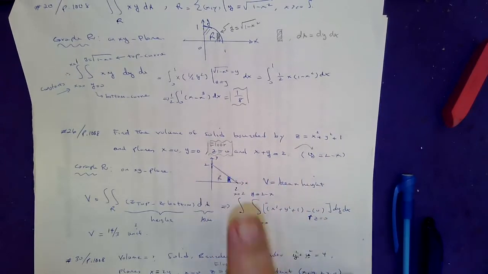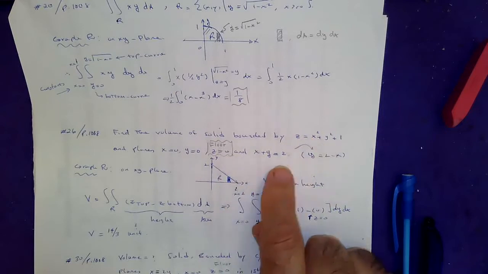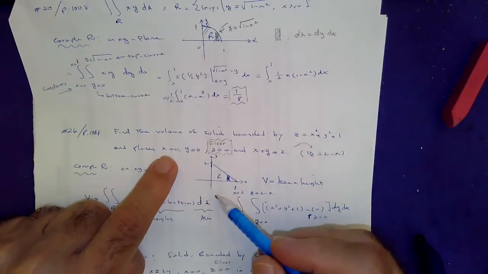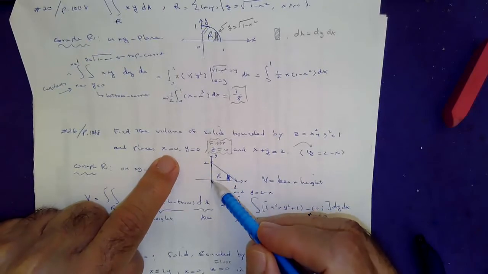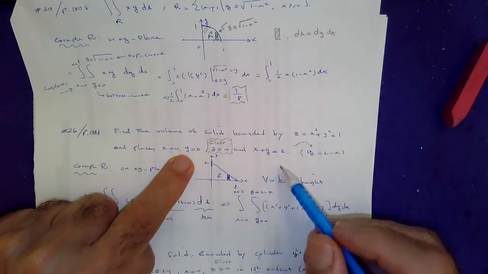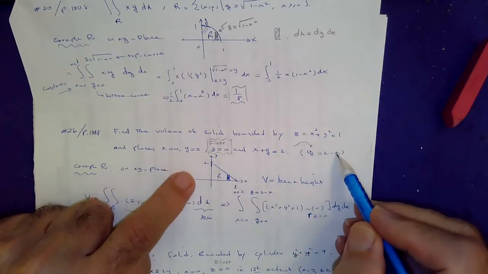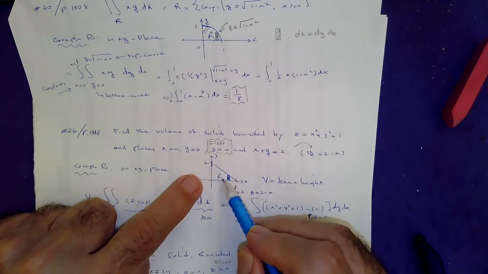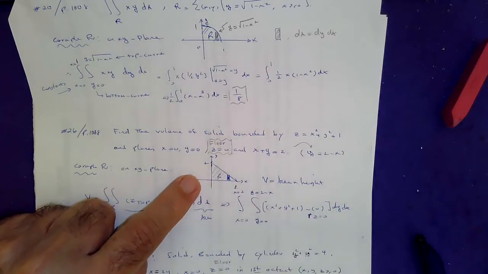So you graph not any of these, just the region. The region is what? X equals 0, which is the y-axis. Y equals 0, which is the x-axis. And this line, whose slope is -1, and the y-intercept is 2. Here is your region. Do you see it?